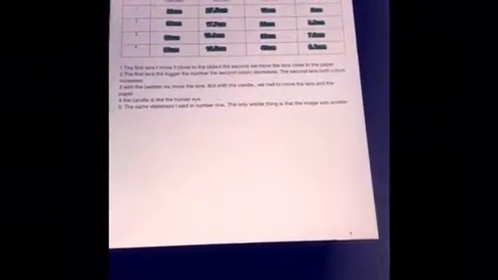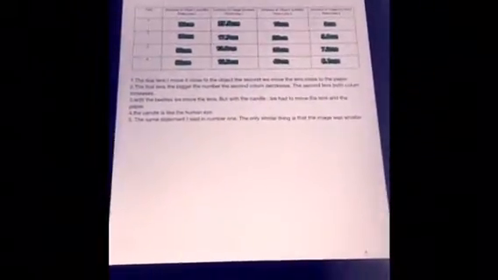On the next day of the lens week, we tested 1, 2, 3, and 4, and we had to use lenses 1 and 2 for each experiment. The numbers basically increased more, but for the distance of the screen from lens 1, they decreased. And for the distance of the candle from lens 2, it increased.